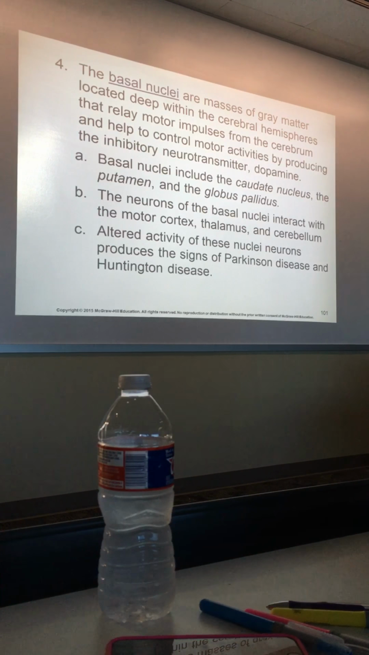But what's wrong with Parkinson's? Here's what happens. The main thing that happens is there's a major decrease in dopamine. If you notice, it tells us the basal nuclei are a mass of gray matter located deep within the cerebral hemispheres that relay motor impulses from the cerebrum and help to control motor activities by producing the inhibitory neurotransmitter dopamine. The basal nuclei include the caudate nucleus, the putamen, and the globus pallidus. The neurons of the basal nuclei interact with the motor cortex, the thalamus, and the cerebrum. Altered activity of these nuclear neurons produces signs of Parkinson's and Huntington's disease.